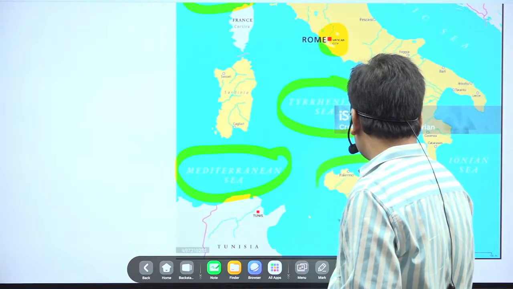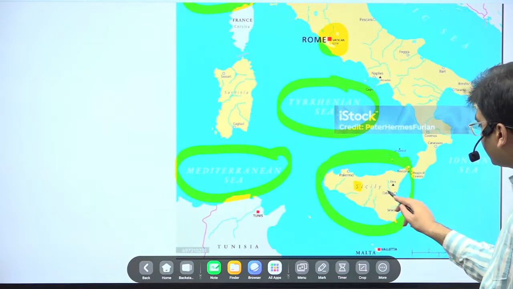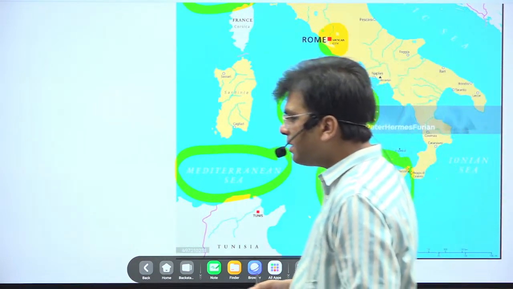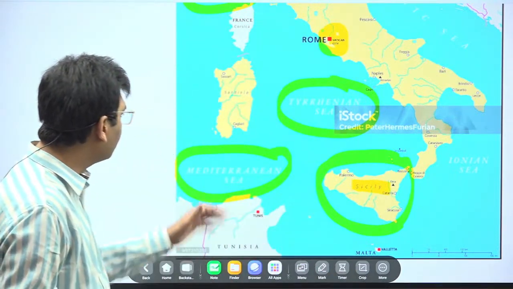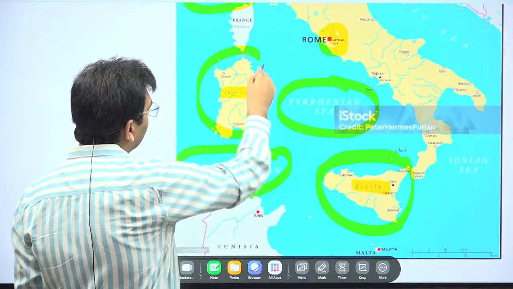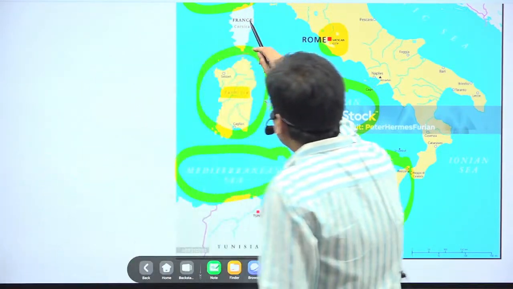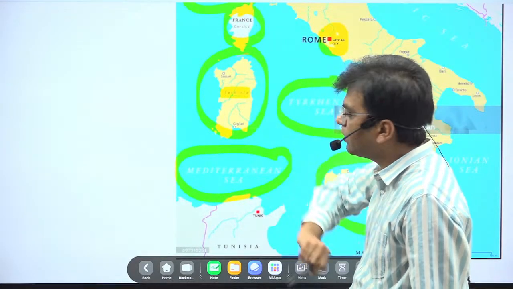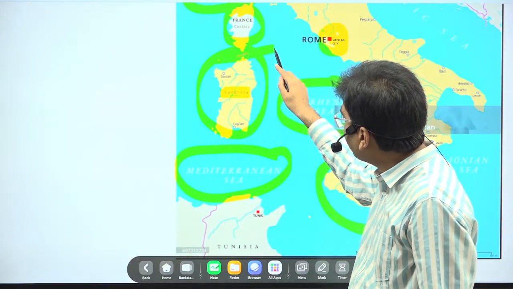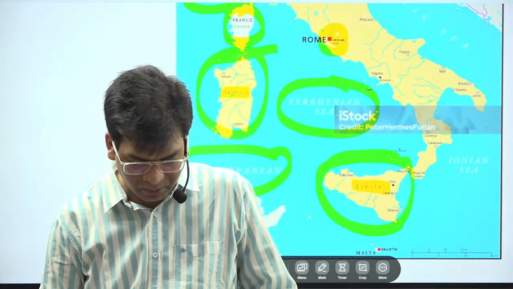This is Sicily. This is also part of Italy, but it is a separate island here. Sicily is very important when you study the integration of Italy. Sicily played a central role in the integration of Italy overall, and Sardinia is also part of Italy. It is a separate island, but part of Italy. Also, you will see that one overseas territory of France is here. So if there is a question whether Italy and France make a maritime boundary, this is true because France has many overseas territories. So please remember all these things.